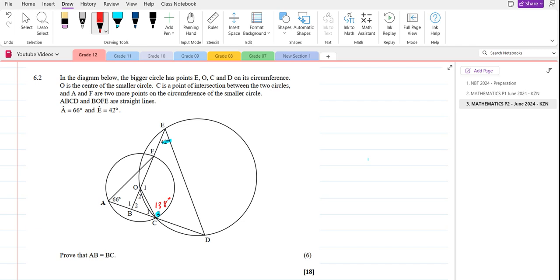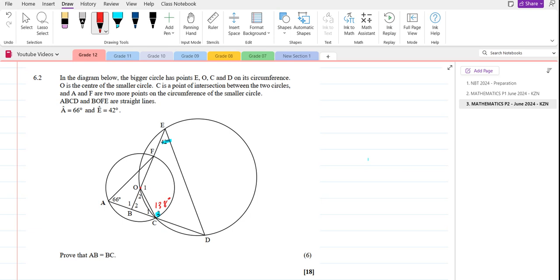O is the center of the smaller circle, right? So since this is the center of the smaller circle, do we have a diameter? No, we don't have a diameter. We just have this part here. Can we say line from center is midpoint of chord? No, we don't know that. We just have a line from center. We don't even know if it's the midpoint. C is the point of intersection of the two circles. A and F are two more points on the circumference of the smaller circle.